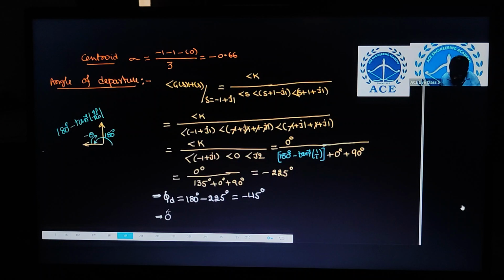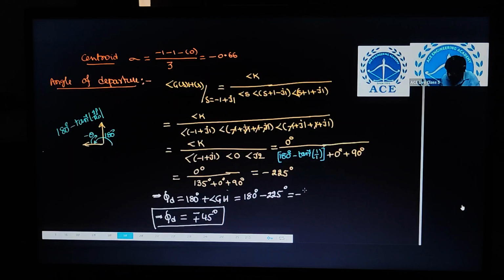So then what is the formula? Phi d equal to 180 plus angle GH. Already written now. So phi d equal to what is the answer? Minus 45. Angle of departure is minus 45 degrees for the lower pole and plus 45 degrees for the upper one. Okay? Right. Next one.